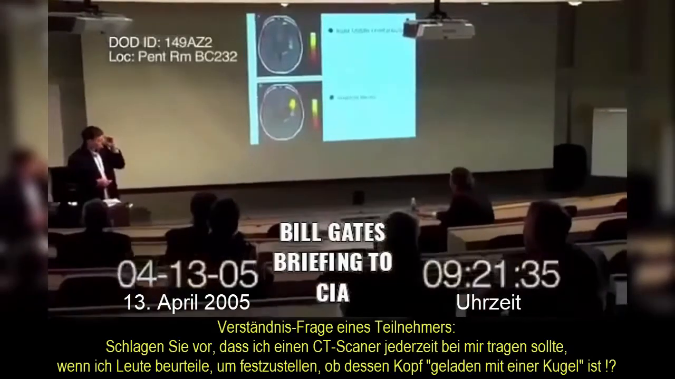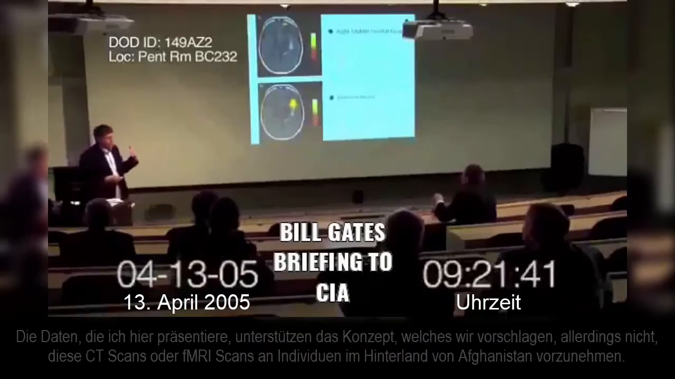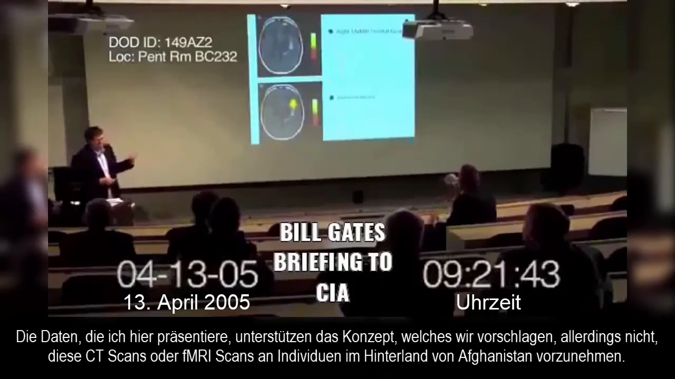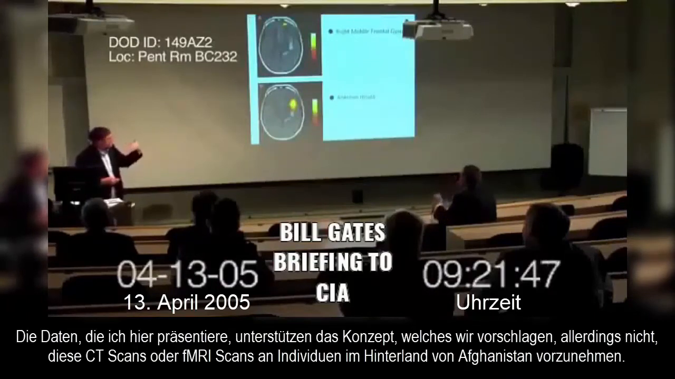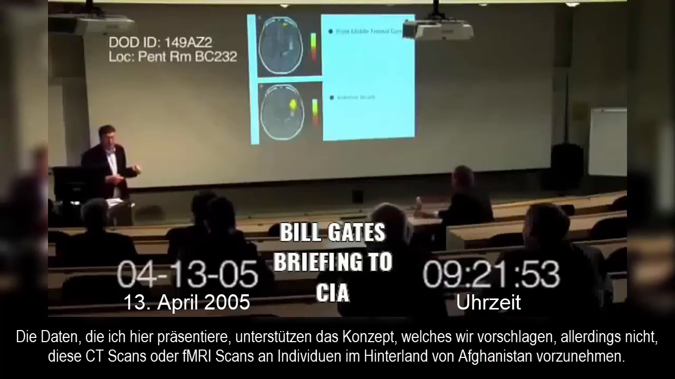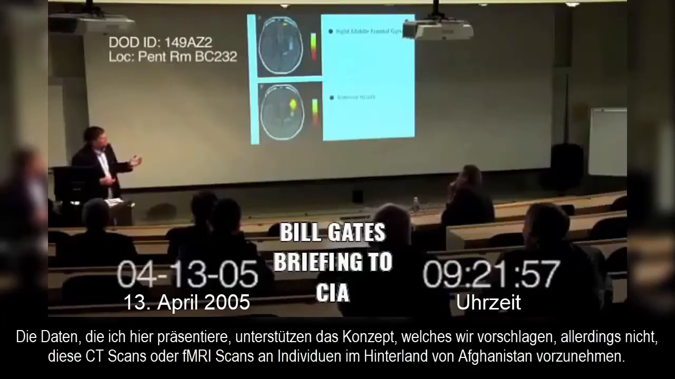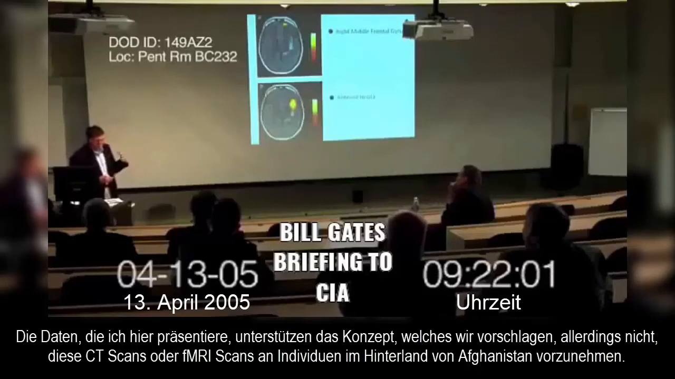So you're suggesting I take a CT scan with me when I'm evaluating people to determine whether I put a bullet in their head? The data that I'm presenting here supports the concept that we're proposing, and I think that we would not propose to do CT scans or fMRIs on individuals out in the hinterlands of Afghanistan.